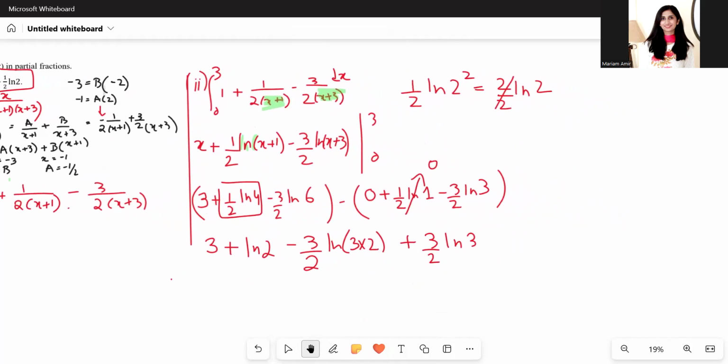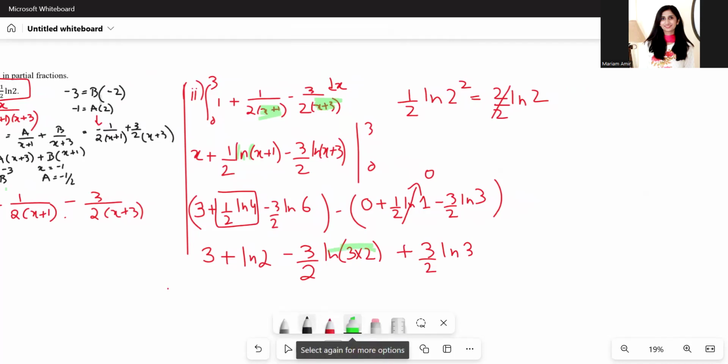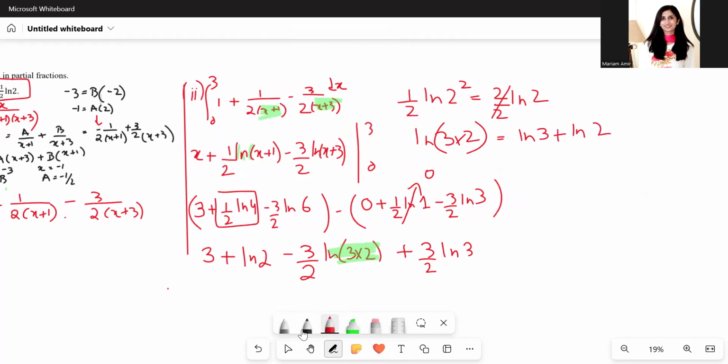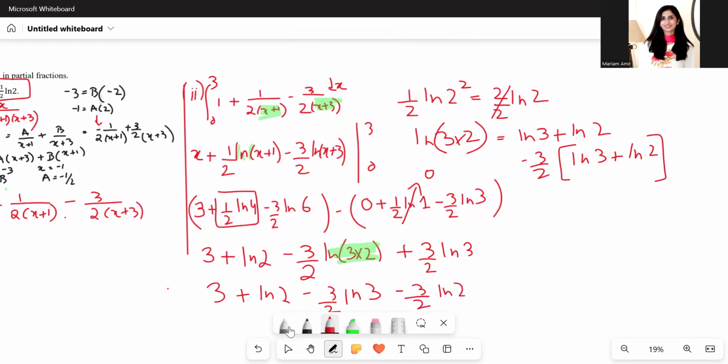Now let's further break this down. ln of 3 times 2 can be rewritten as ln 3 plus ln 2 using log rules. And there's a minus 3 over 2 outside. So we'll write 3 plus ln 2 minus 3 upon 2 ln 3 minus 3 upon 2 ln 2 plus this 3 upon 2 ln 3.